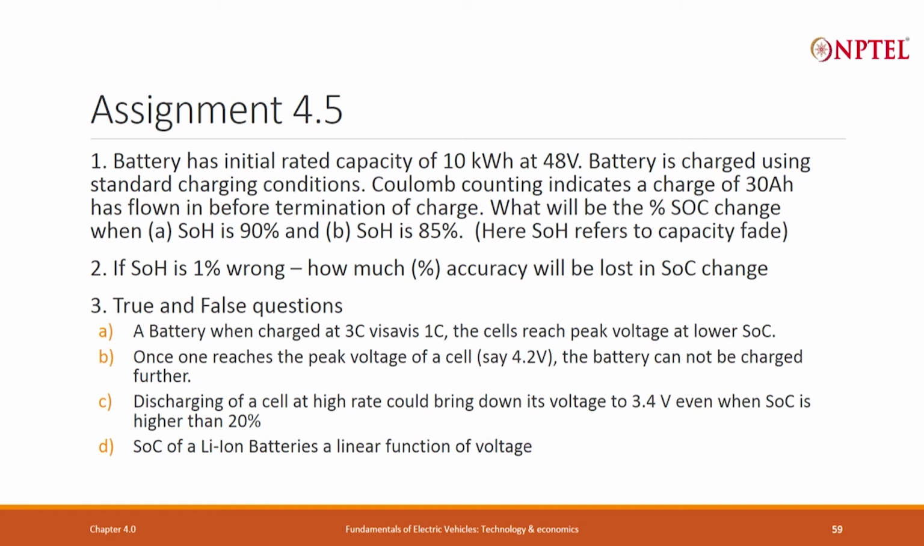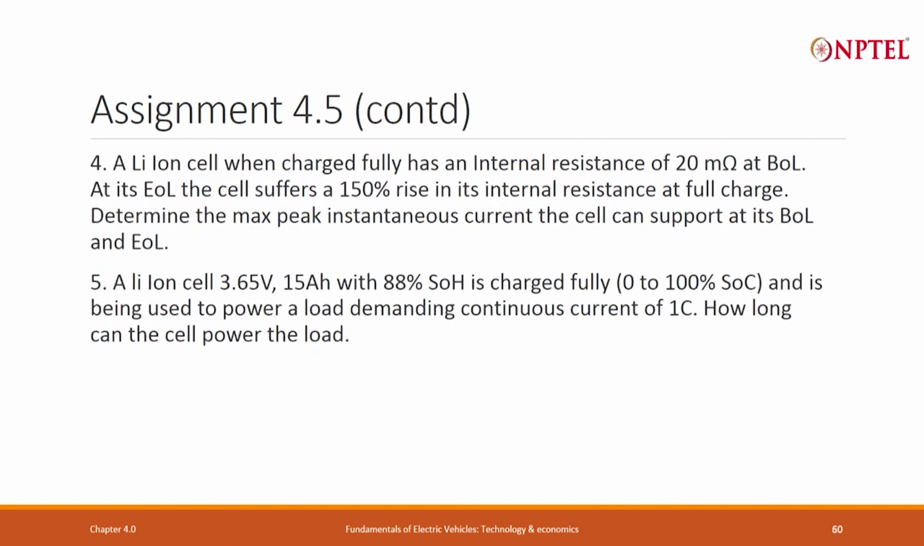And I am giving you an assignment problem that a battery has initial rated capacity of 10 kilowatt at 48 volts. Batteries are charged using standard charging conditions. Coulomb counting indicates that 30 Ah has flown in before termination of charge. What will be the percentage SoC change when SoH is 90%, SoC is 85%. If SoH is 1% wrong, how much inaccuracy will you see in SoC? And then there are some true and false questions. Please try to answer them. The questions have been designed to really get you to understand the battery much better.